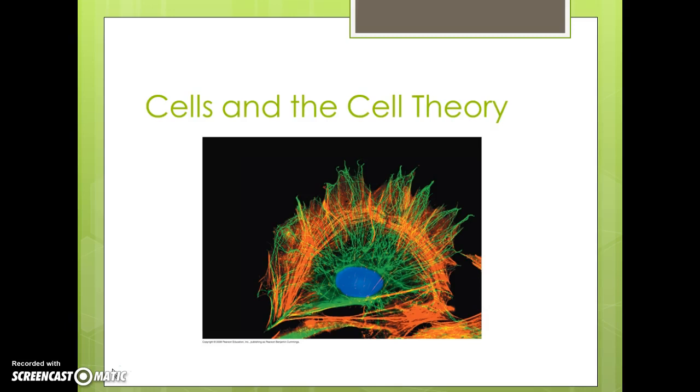The cell theory has three basic components that apply to all cells as we know them. The three components are, first off, all living things are made up of cells. Secondly, the cell is the simplest collection of matter that can live. And third, cells can only come from pre-existing cells.